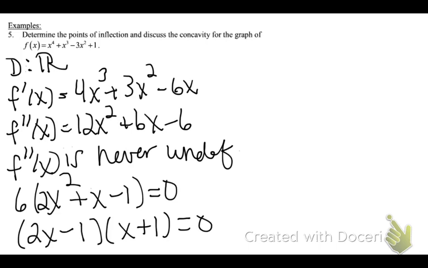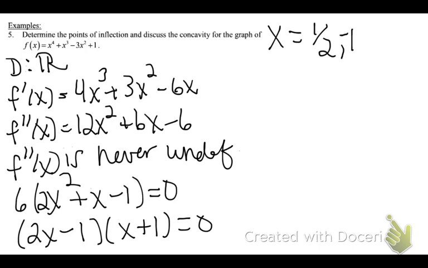Let's check that real quick. So 2x times x is 2x squared plus 2x minus 1x minus 1. Perfect. All right, so our critical numbers from the second derivative are x equals, our x equals 1/2 and negative 1.